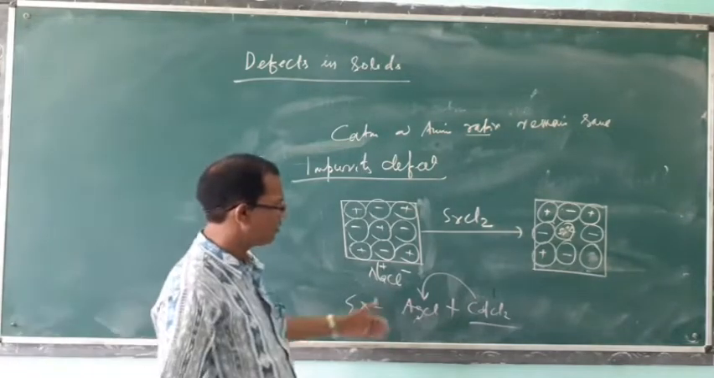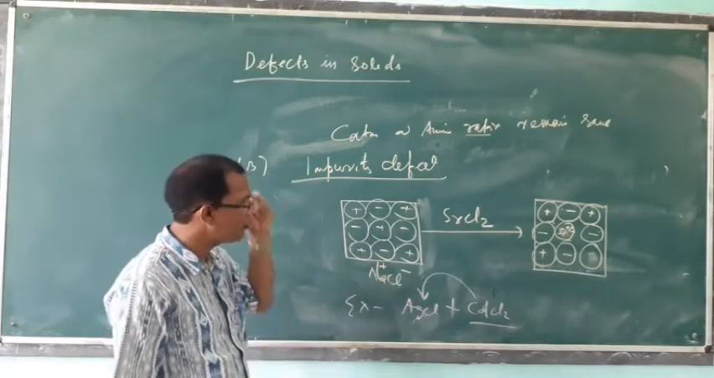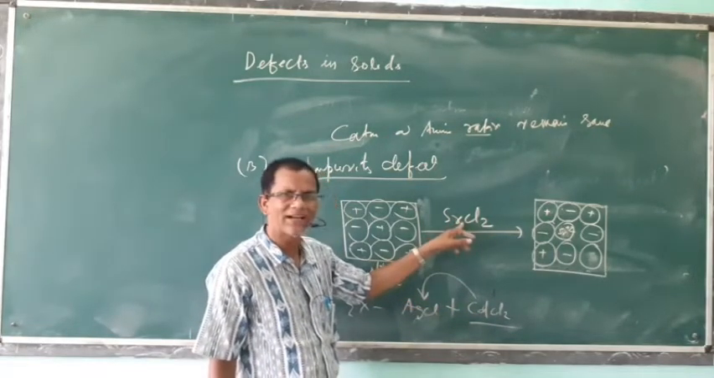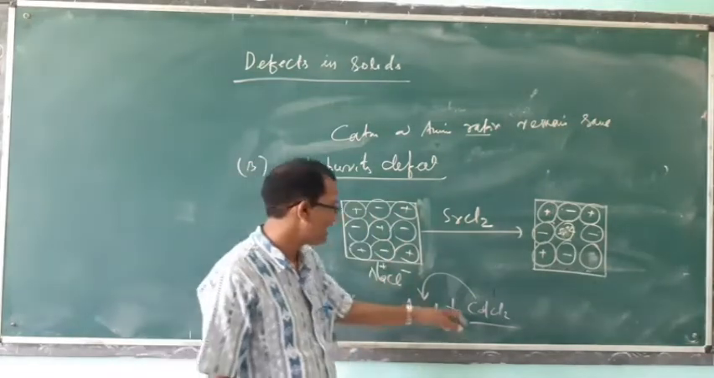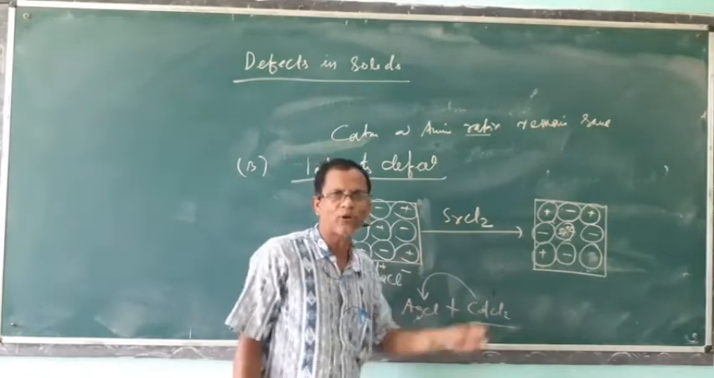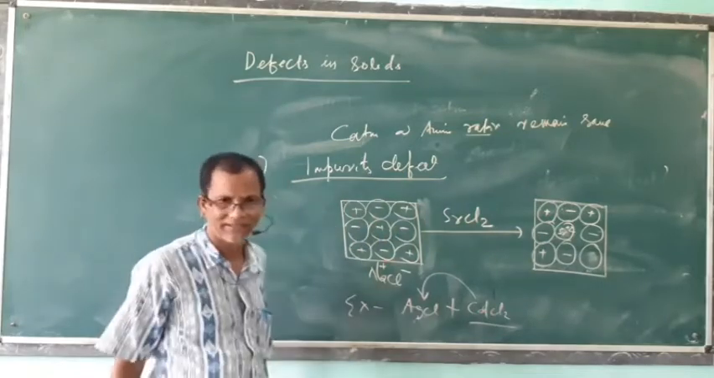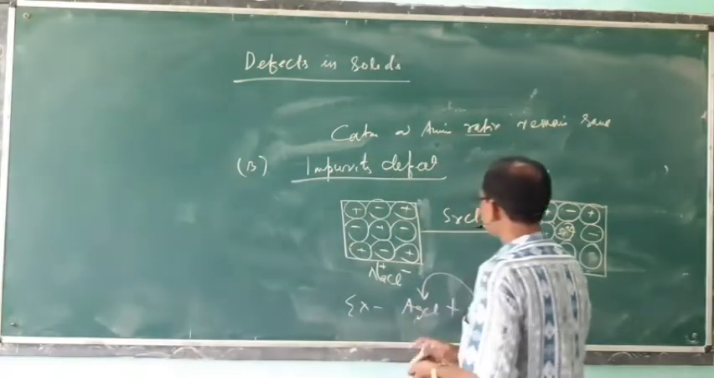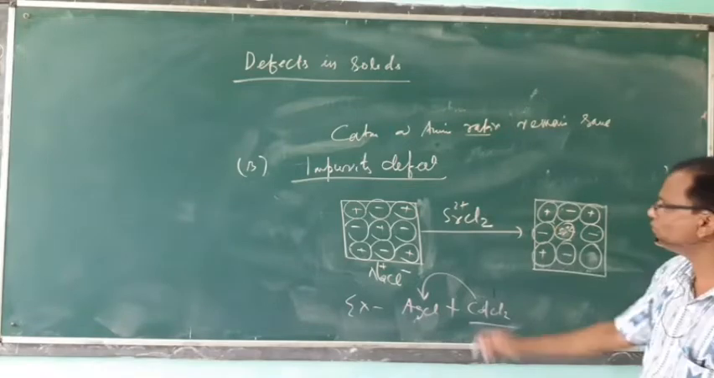So, the question is, can we use cadmium chloride in place of strontium chloride for NaCl? That's the question. Can we use cadmium chloride in place of strontium chloride for showing this type of defect? No. The answer is no, because Sr2+ size is comparable with sodium plus.